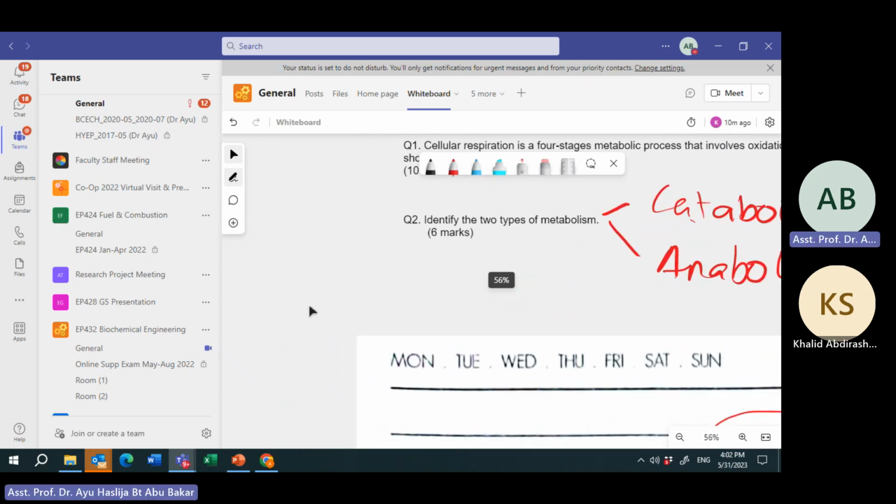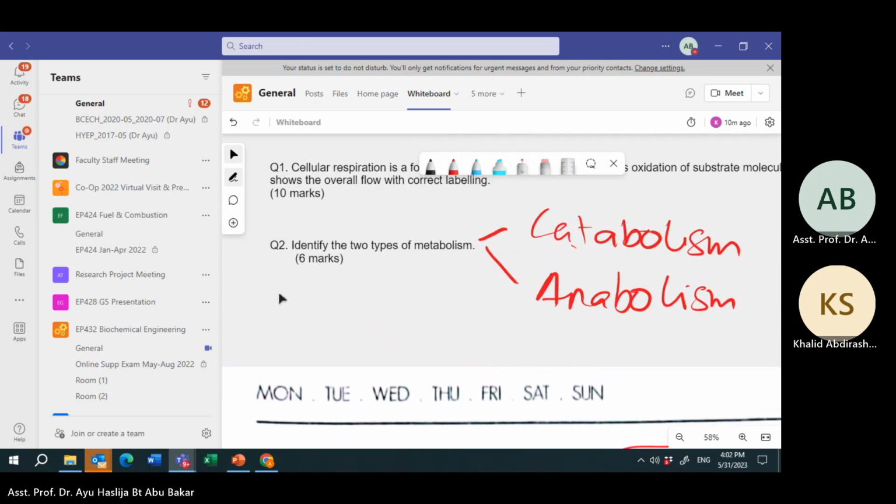Okay, even though the question here mentioned identify, and it brings 6 marks, that means you need to identify the type of metabolism, not only giving the name of catabolism and anabolism. You should put some description. What is catabolism and what is anabolism? The keyword is whether it produces energy or uses up the energy.